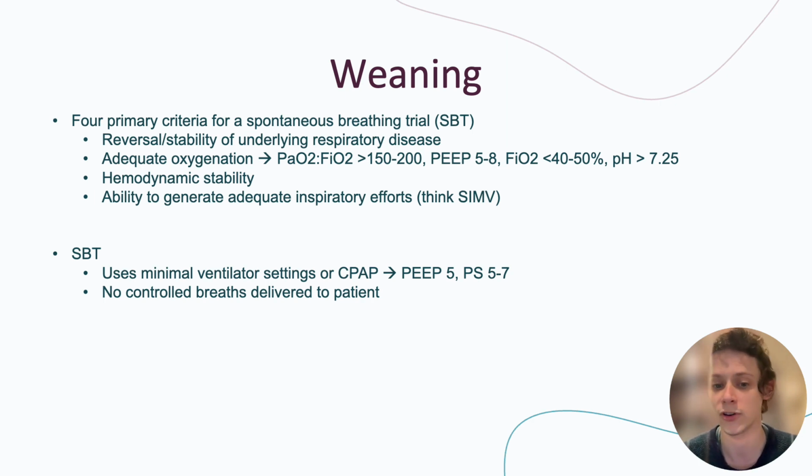So you need reversal or stability of the underlying respiratory disease. The patient has to have adequate oxygenation on SIMV, so a PaO2/FiO2 ratio above 150 to 200 or so. Their PEEP has to be down to around 5 to 8. It can't be at a high PEEP. Their FiO2 itself should be below 40 to 50% or so. And their blood gas pH should be above 7.25, so they should not be acidotic.